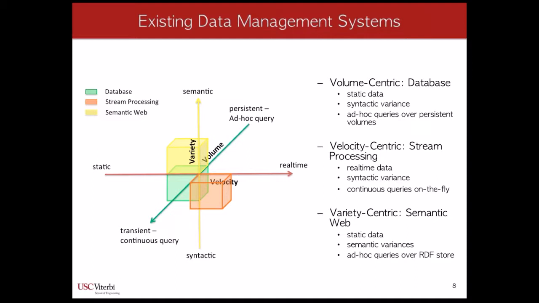It processes real-time data, and in most existing systems, they only care about the syntactic variance of the data, using the relational data schema. It processes continuous queries on the fly, and under the semantic web, it's similar to databases in that it also processes static data. Of course, it's graph data represented in RDF.